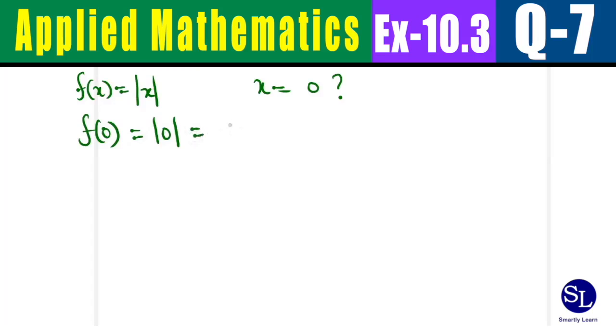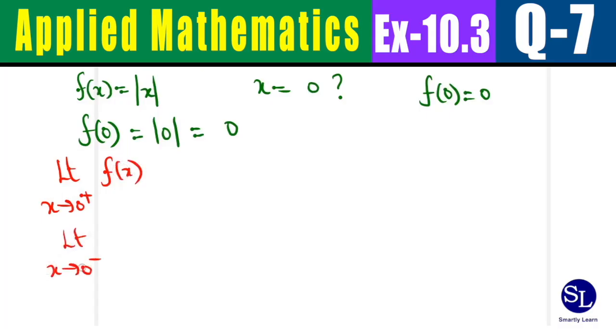It is still going to be equal to 0. So we computed the value of f of 0 to be 0. Now let us calculate limit x tends to 0 plus f of x, and we will also calculate limit x tends to 0 minus of f of x. In all the three cases, it should be equal to 0 here. So let's start with the first one.